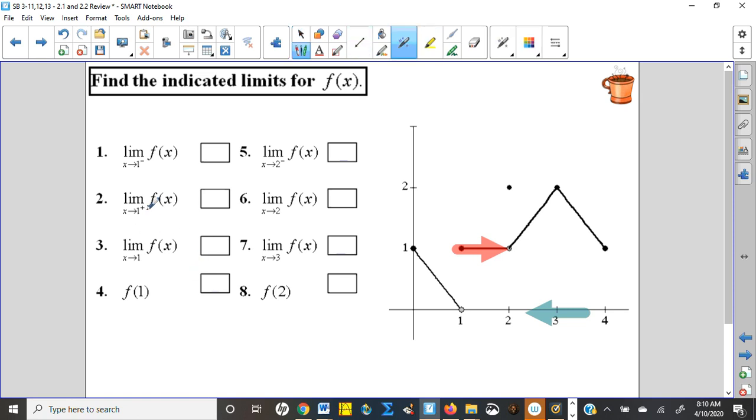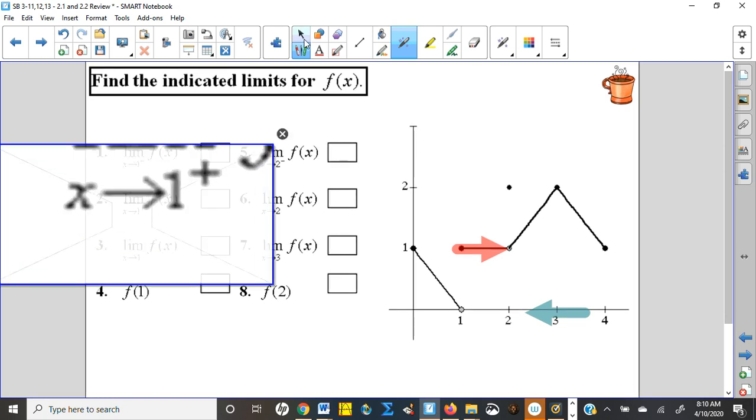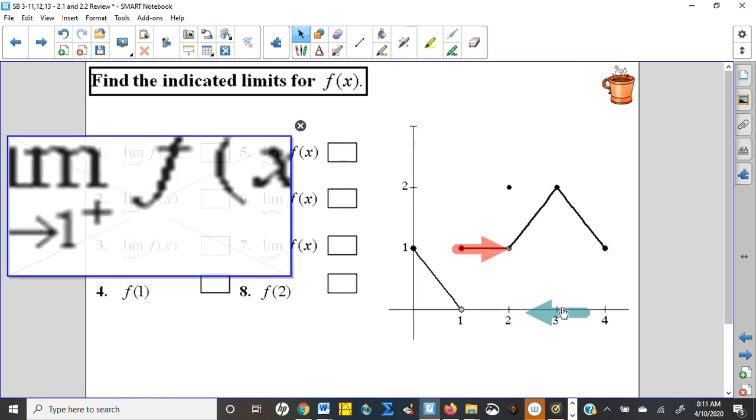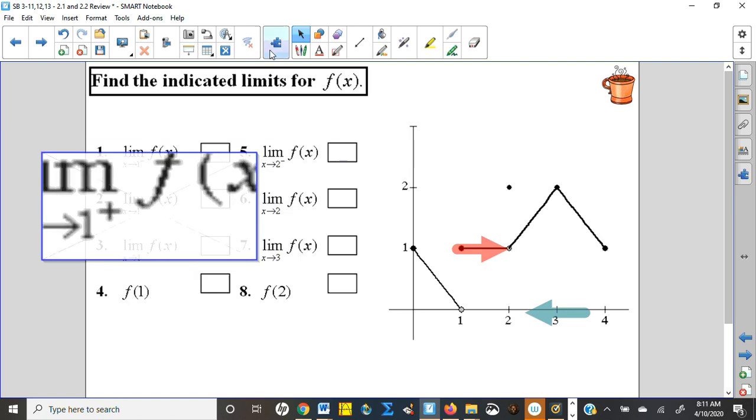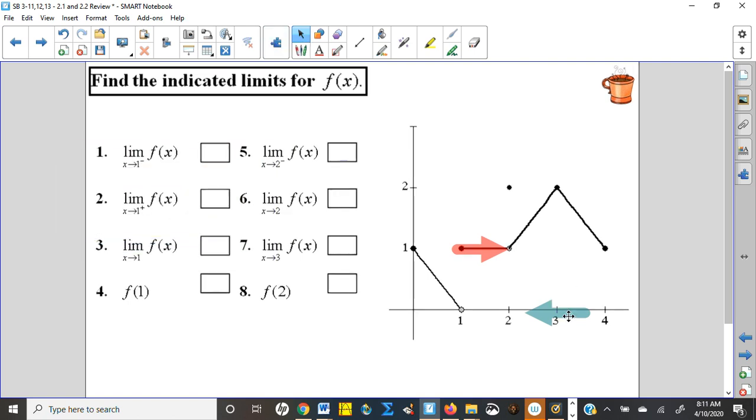And if there is no little, so here's one with a little plus, so that would be a right limit. So I'm only coming into 1 from the right side. And so this one would be 1. This one would also be 1.